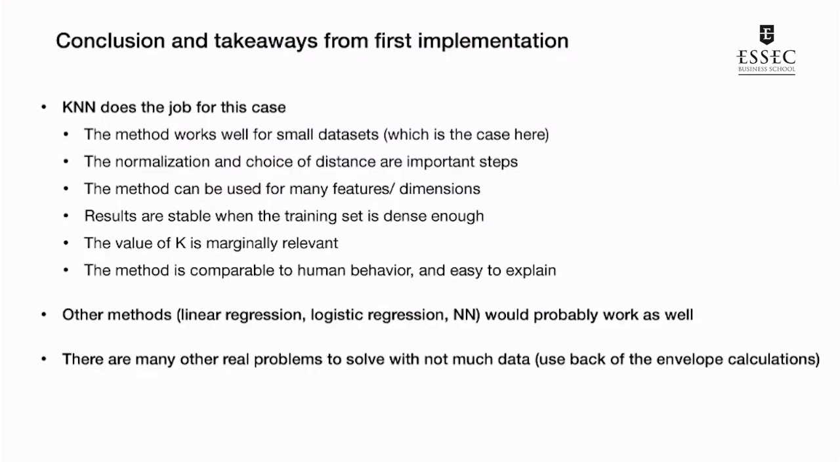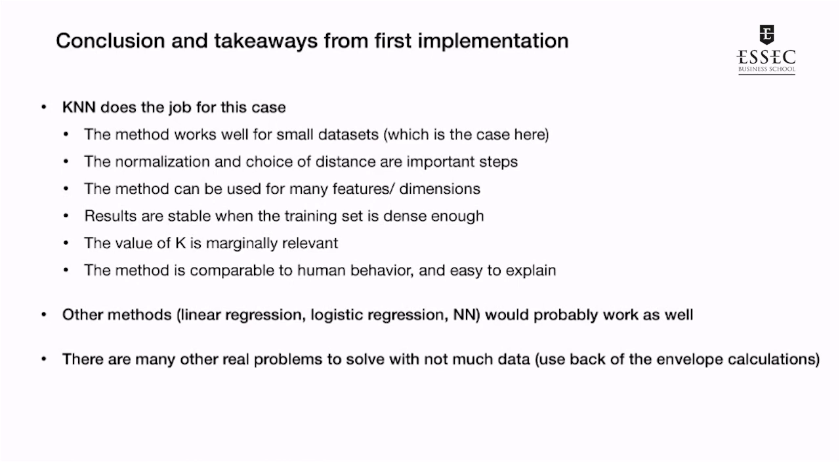So, the conclusion from this is that the method does the work in most cases, even for small data sets, which is the case here. The normalization and choice of distance are important steps. It can be used for many features or dimensions. You can have many more features if you want. The method is the same. And the results are stable when the training set is dense enough. The value of K is marginally relevant, and the method is comparable to human behavior.